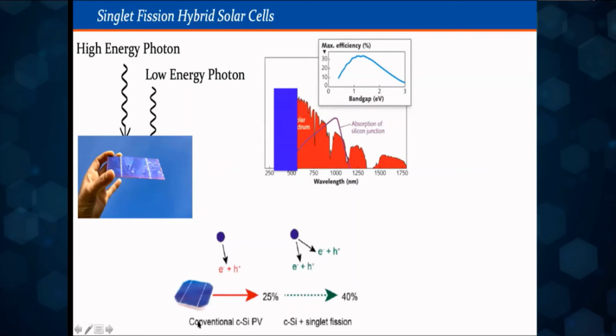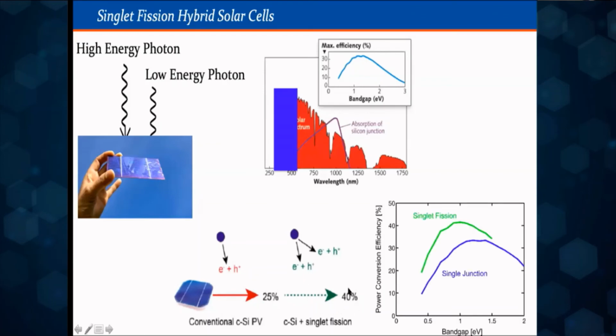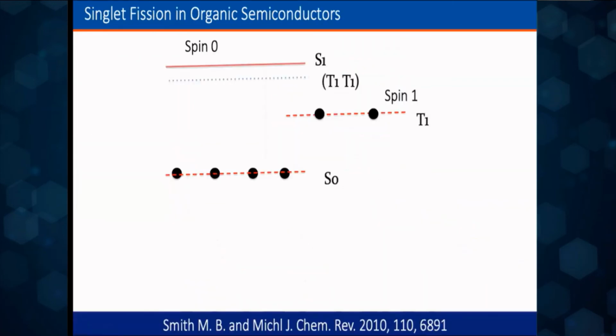Pictorially, conventional silicon solar cells give 25%, and if you coat a dye on top of it, you can go up to 40%. These are calculations done by Hanna and Nozik. You see a single junction has an efficiency of around 30%, and when you add singlet fission, you can go beyond the Shockley-Queisser limit, up to 40%. So we got excited about it, and we looked at how to design materials for singlet fission.